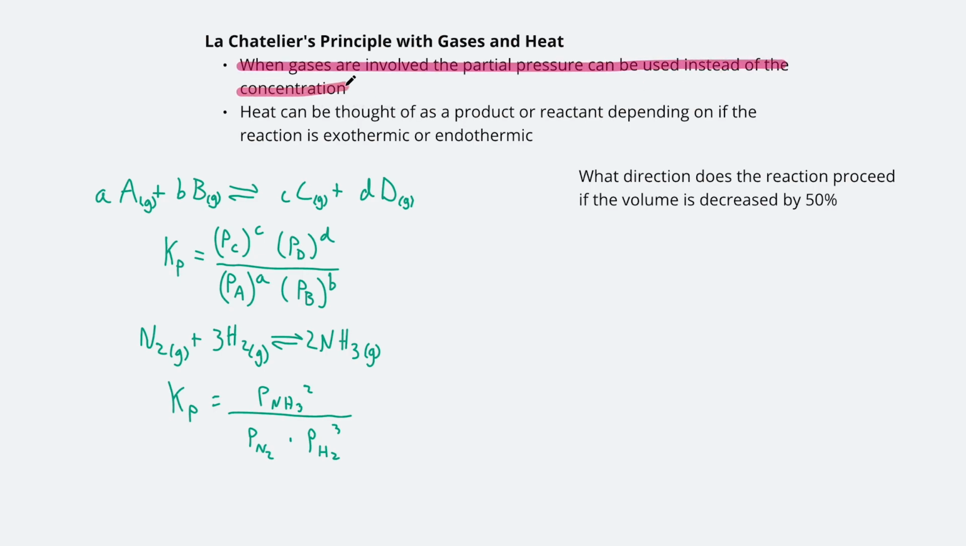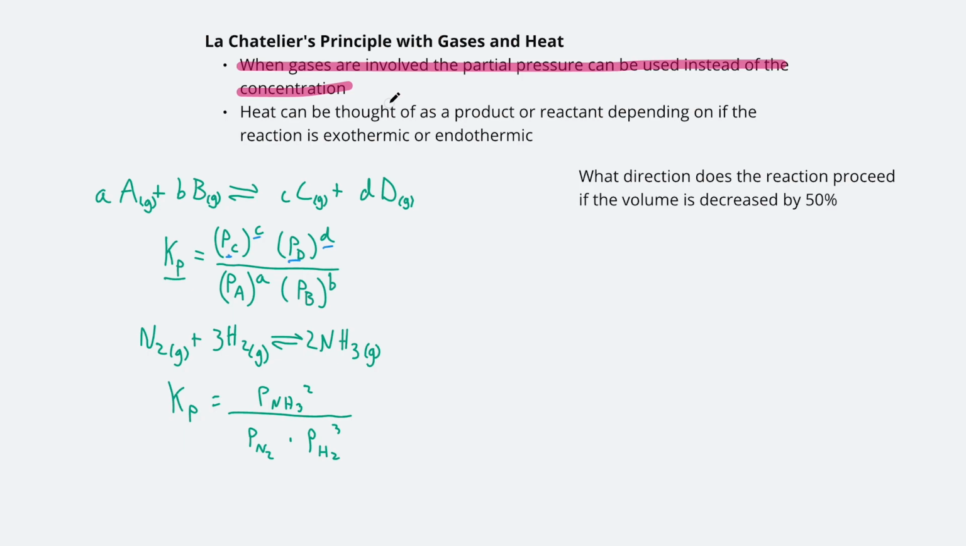So whenever gases are involved and the partial pressures are given to you, you can use the partial pressures instead of concentration and plug them into this equilibrium constant, Kp, and Kp is equal to products over reactants raised to the coefficient, but it's using the partial pressures instead of the concentrations of those gases. And it's set up pretty much the exact same way where we have the partial pressures of the products on top and they are raised to the power of their coefficients over the partial pressures of the reactants raised to the power of their coefficients.